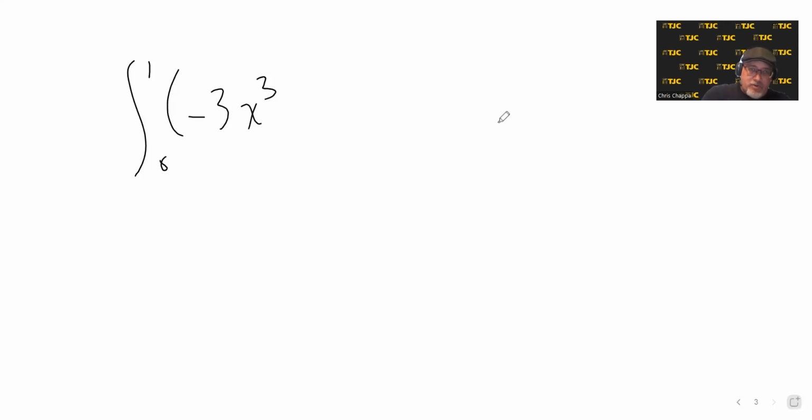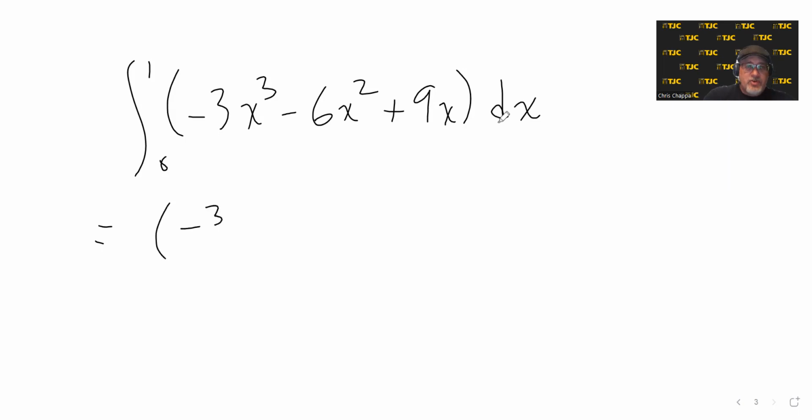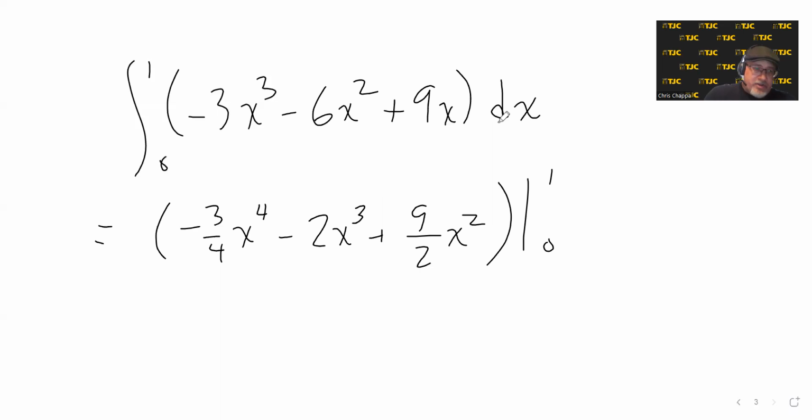So we integrate negative 3x cubed minus 6x squared plus 9x with respect to x from 0 to 1. The antiderivative is negative 3/4 x to the 4th minus 2x cubed plus 9/2 x squared, going from 0 to 1. 0 will annihilate the antiderivative, so we just have to evaluate it at 1, which is just combining the coefficients: negative 3/4 minus 2 plus 9/2.